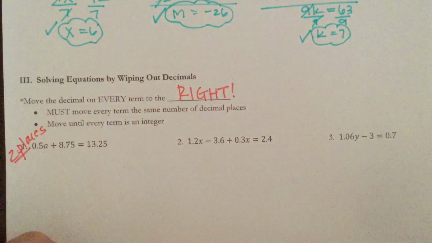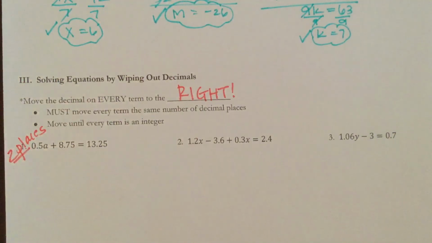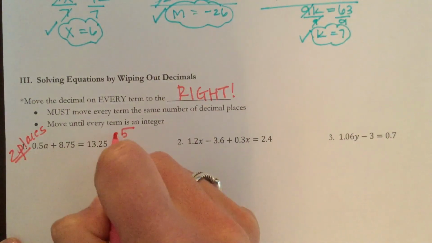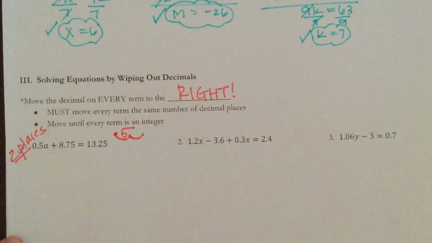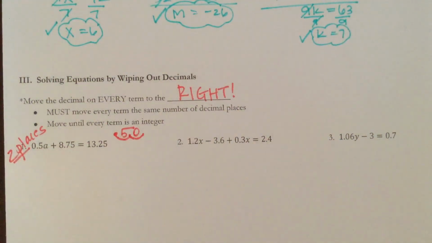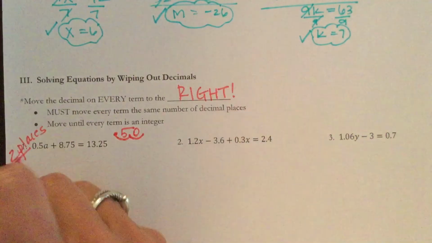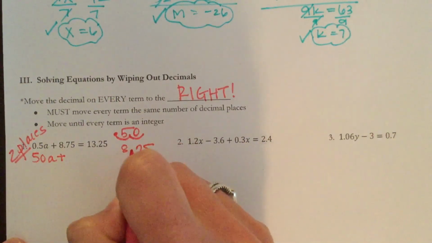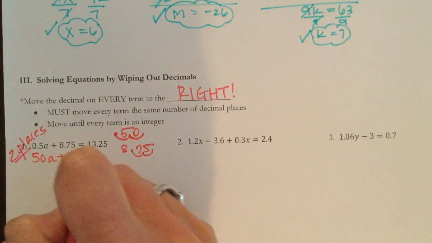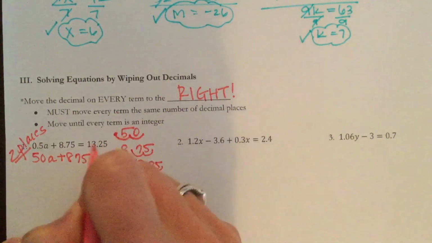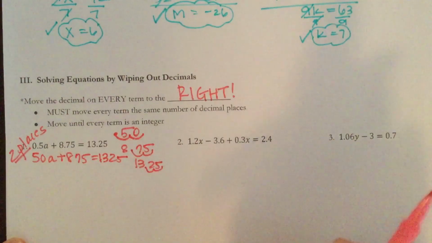So I'll make a note of that. We're going to move 2 places. Guys, I know the first term didn't need to be moved 2, but we have to move it 2. So if I think about what happens to the number 0.5 if I move it 2 decimal places, I am now going to fill this open hole with a 0. So 0.5 moved 2 decimal places becomes 50A. 8.75 moved 2 decimal places becomes 875. And finally, 13.25 moved 2 decimal places becomes 1325.